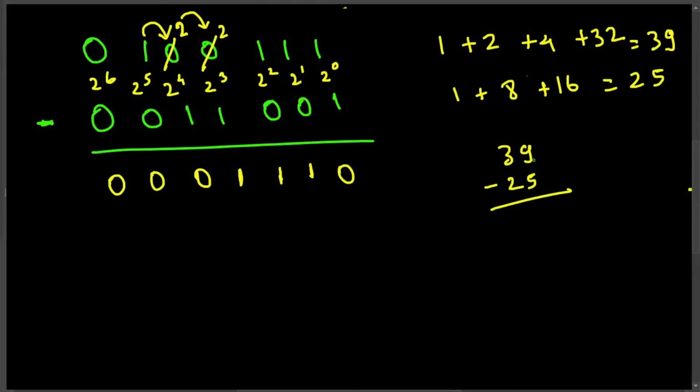If we do that, we should get 14. Is it 14? Let's see. We have 2 power 1, that is 2. We have 2 power 2, that is 4. And we have 2 power 3, that is 8. 8 plus 4, 12. 12 plus 2, 14. So this one actually works. But you can do the same thing with 2's complement.